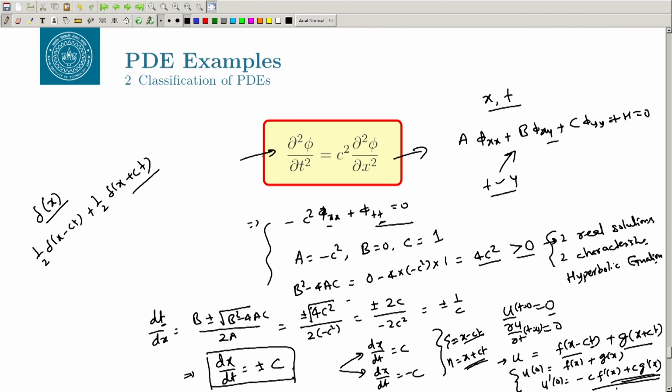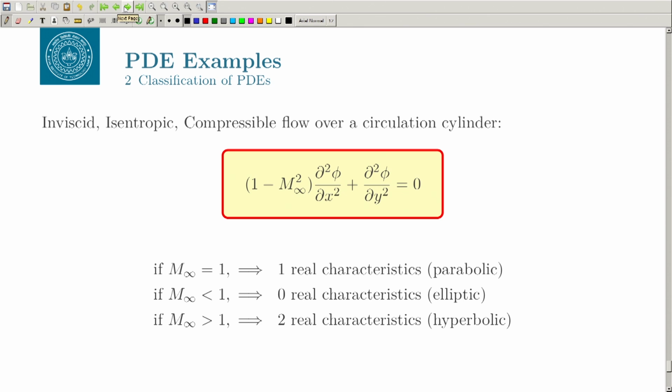I will conclude with one final thought: you can take a general expression and confirm what we just said, and this will be a homework for you to go back and see. We are discussing an inviscid isentropic compressible flow over a circular cylinder, and for the potential flow we can write an expression, which is given as 1 minus Mach infinity squared times del 2 phi by del x squared, where phi is the velocity potential, plus del 2 phi by del y squared. Please go back and use the derivations and definitions that we have discussed.